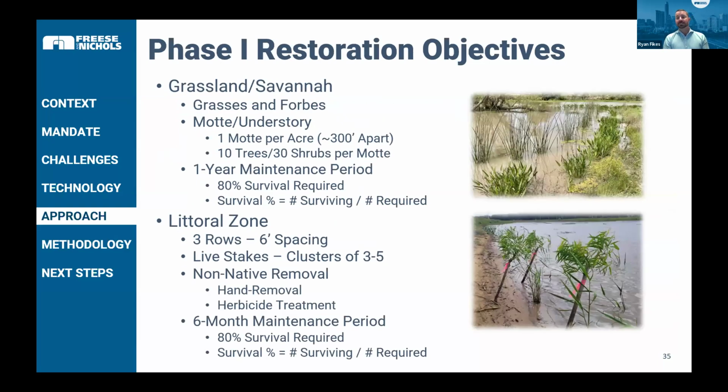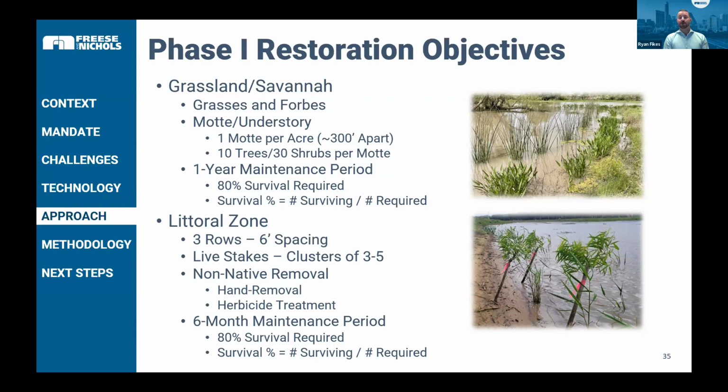Not going into a ton of detail here, but just kind of describing how we did this. We've got that native seed mix for hydroseeding. If it was in the winter, that was a temporary cover crop with things such as winter rye dominating the seed mix, and then a more permanent one done in the spring or fall. But then we also installed motts and understory vegetation at about the rate of 1 per acre. So given the width of the average AOC, that put the motts about 300 feet apart, with a 10 tree minimum and a 30 shrub minimum per mott.